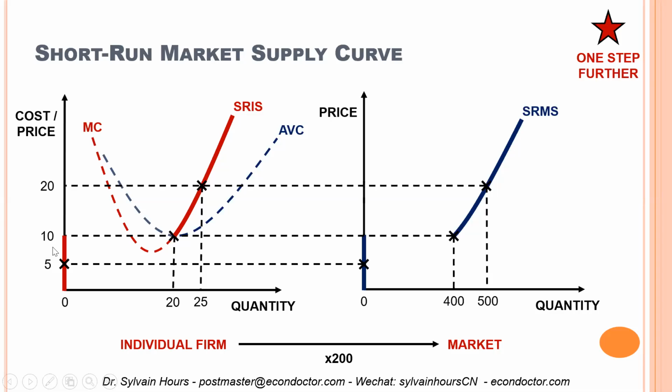And if the market price is $5, all firms are going to shut down. Each individual firm will shut down and produce zero. So the market supply at this price would also be 0. Okay, this is how you can move from the individual supply curve to the market supply curve in the short run.